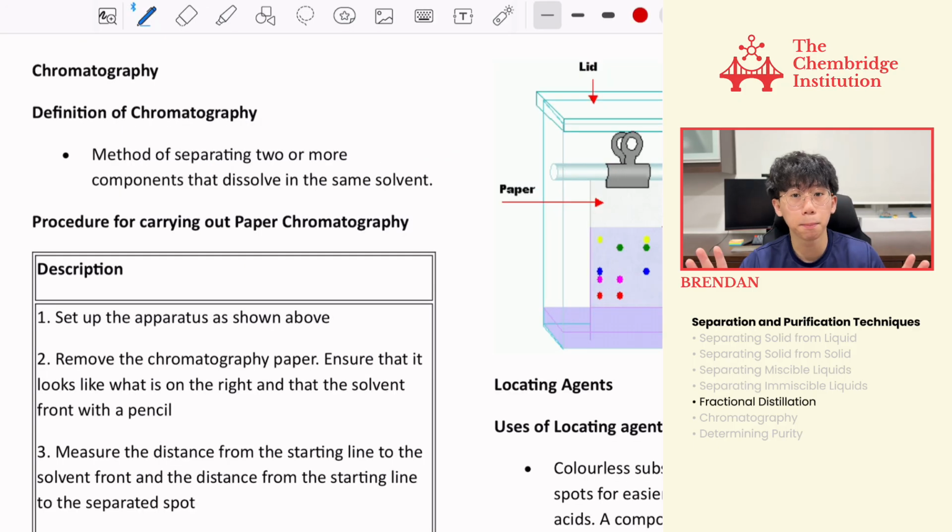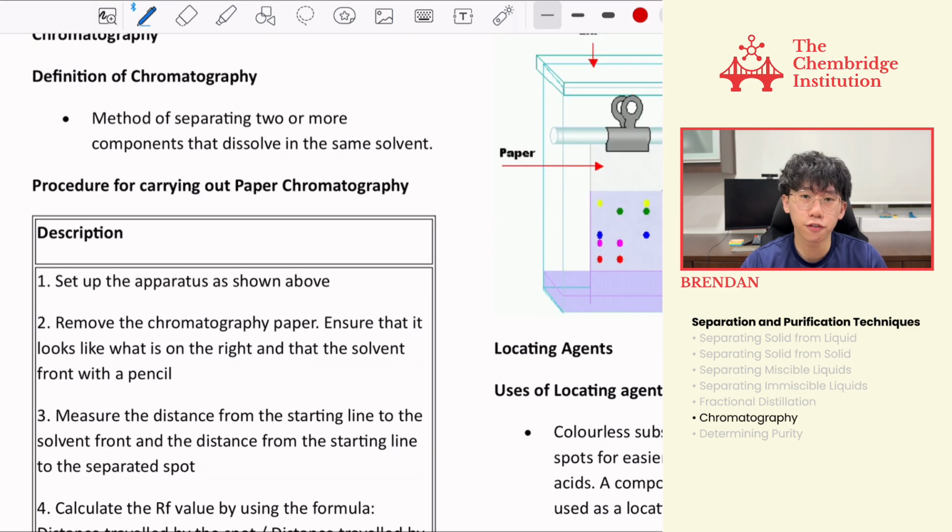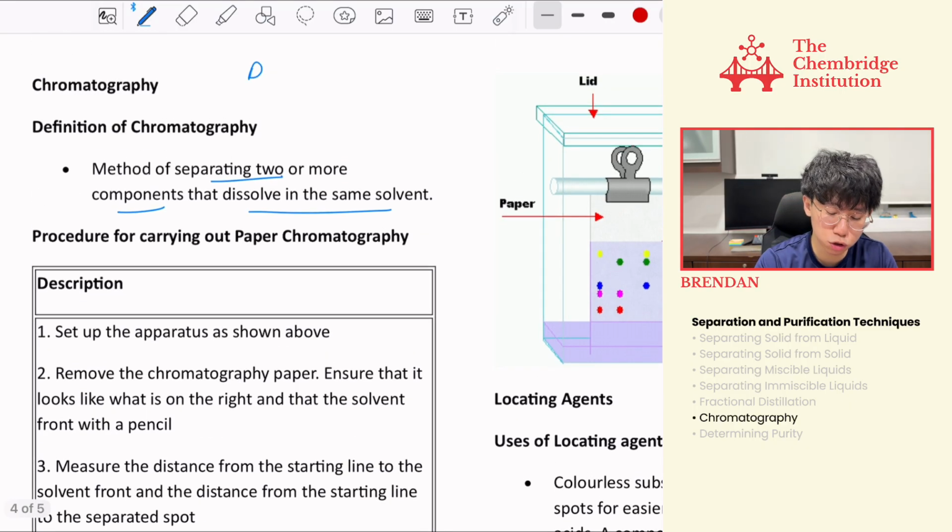One of the most simple separation techniques is chromatography, and it is commonly tested in your exams as well. Chromatography is a way to separate two or more components that dissolve in the same solvent. It separates the components through the difference in solubility.